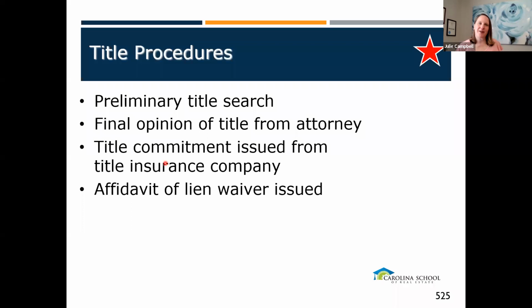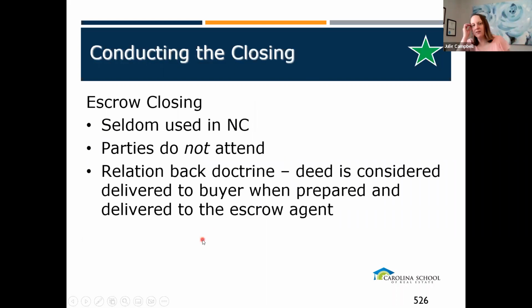All right, let's talk about closing, specifically settlement. There are two methods of closing. The first method is referred to as an escrow closing. We do not do this in North Carolina.